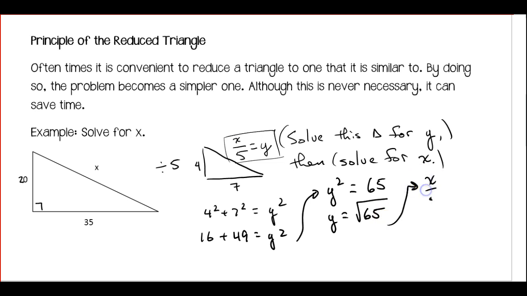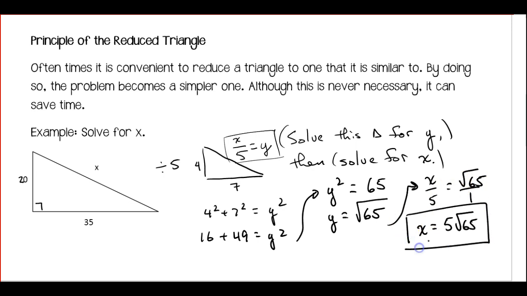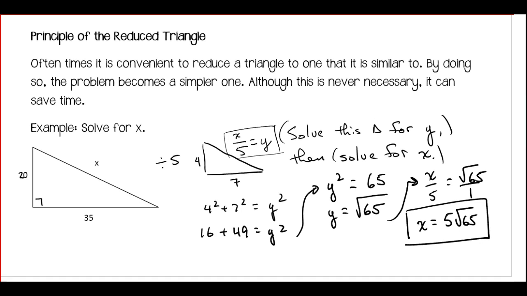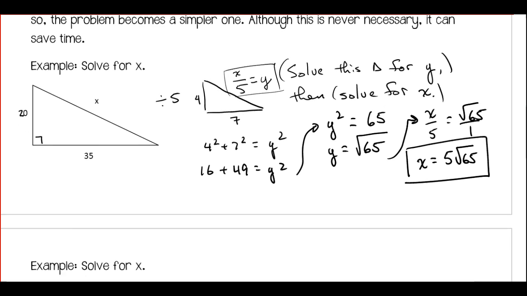So I've got x over 5 is equal to root 65, and then just solve this for x, and I get x is equal to 5 root 65. We can put this over 1, and then we just cross multiply. And there you have your answer. So again, really not necessary. If you use 20 and 35, you're going to end up with some very, very large numbers, and it's just easier to reduce a triangle first and then go back and solve for x at the end.